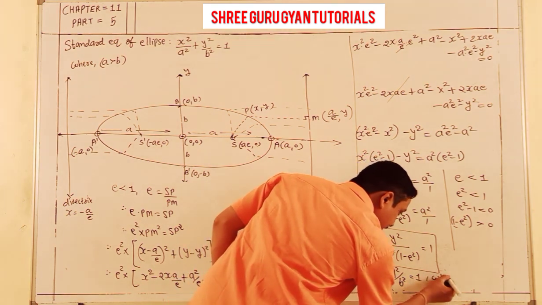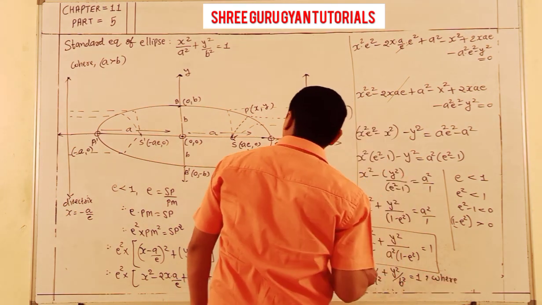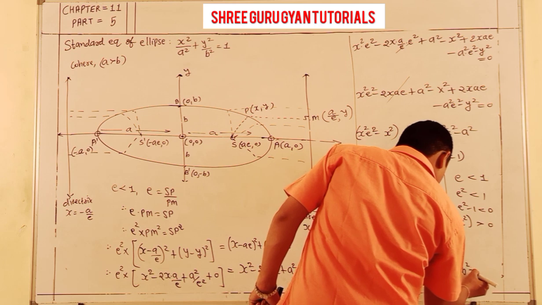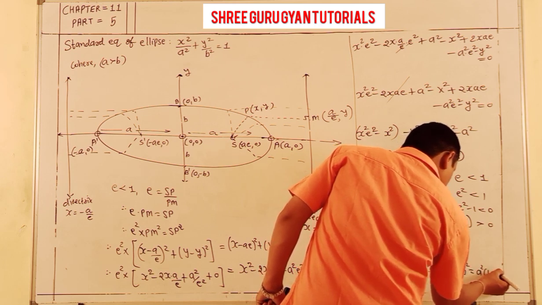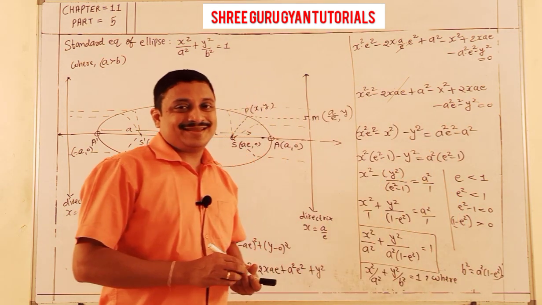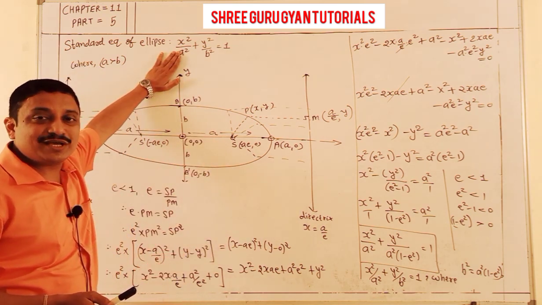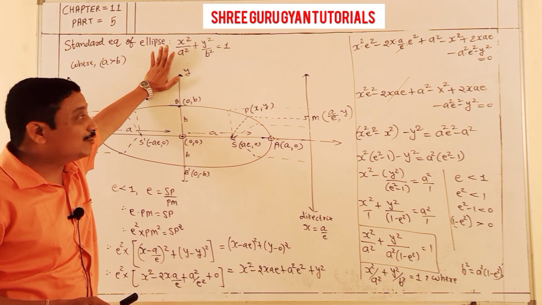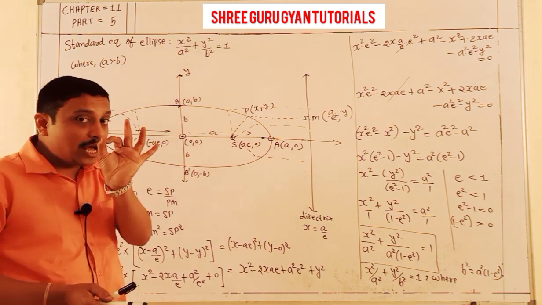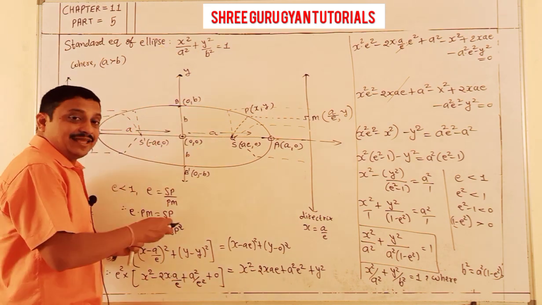Where, students, what is b square? b square is a square times 1 minus e square. And here our simple theory is done. x square by a square plus y square by b square equal to 1, it is your ellipse.